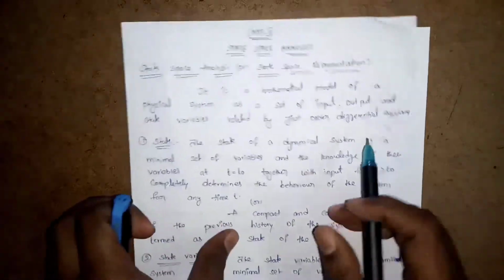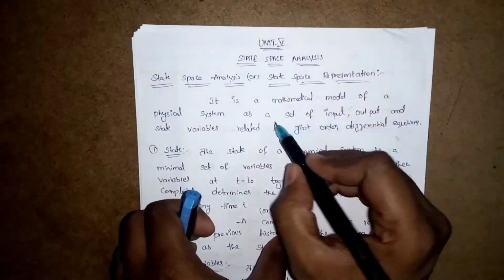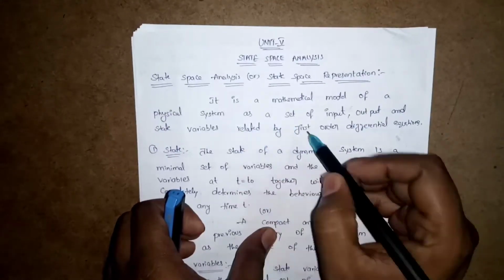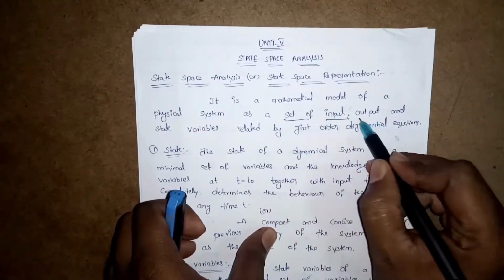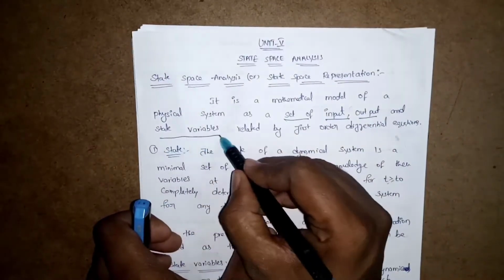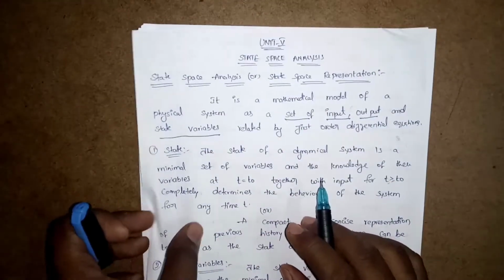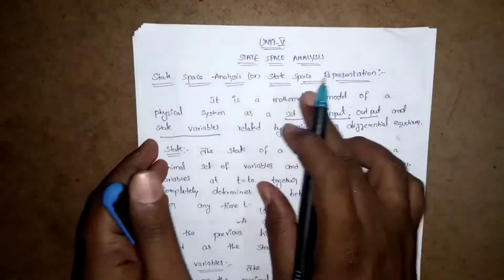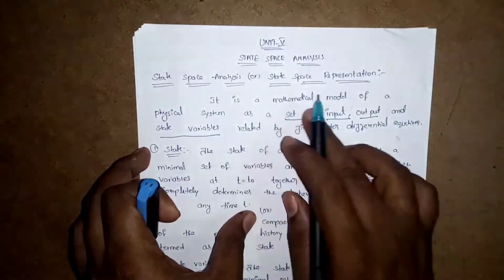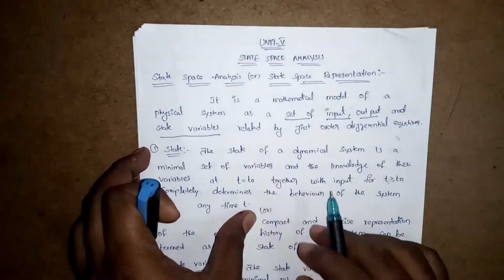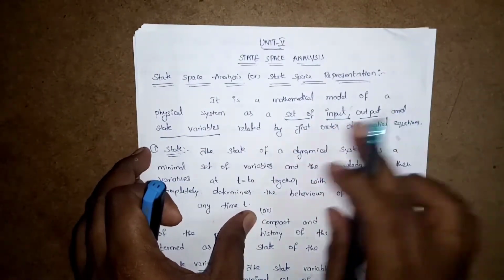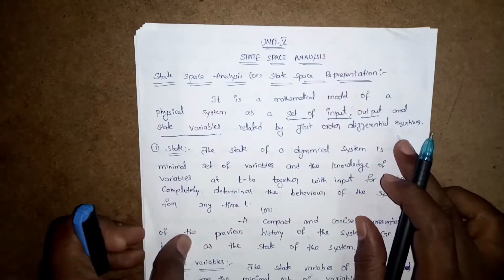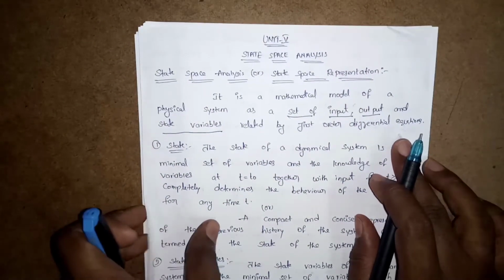Okay, it is clearly mentioned here. It is a physical system as a set of input, output and state variables. So it is the state space representation. Finally, the state space analysis or state space representation is a mathematical model of a physical system as a set of input, output and state variables related by first order differential equations. Is it clear? Now we are going to know what is meant by a state.